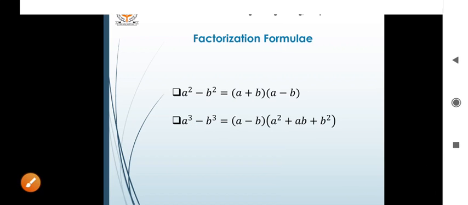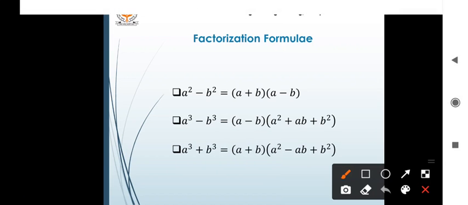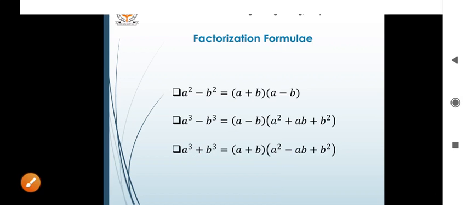A similar result holds for a cube plus b cube. The factors are a plus b into a square minus ab plus b square. Whatever the sign is over here, the exactly opposite sign is over here. This applies to this factorization formula also.